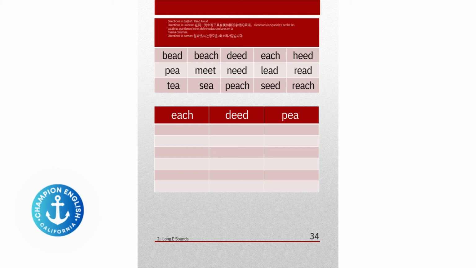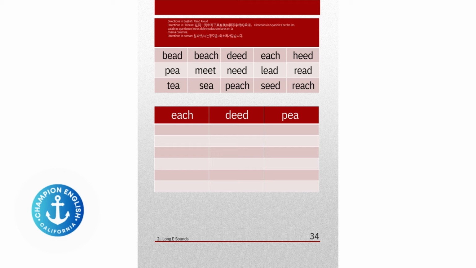Number 3, we have the long E sound. I'm going to give you 30 seconds to put the words each, deed, and lead in the right column. Make sure that according to how the word ends, if it ends with CH, it probably goes to the CH column, which is column number 1.